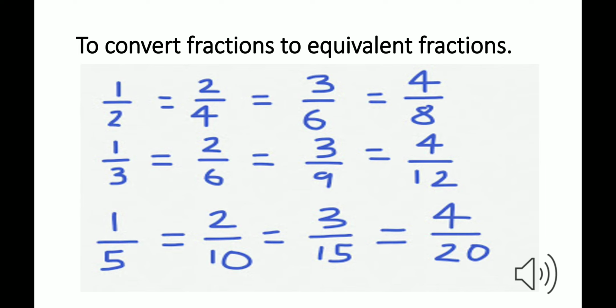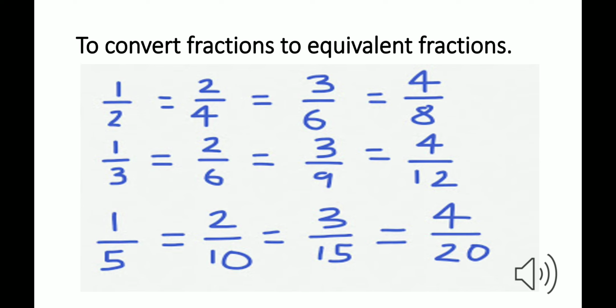1 by 3, and then how are we doing? We are multiplying by 2. 1 by 3 multiplied by 2 and 2, it becomes 2 by 6. 1 by 3 multiplied by 3 into 3. So 1 into 3 is 3 and 3 into 3 is 9. Then 1 by 3 into 4. 1 into 4 is 4. 3 into 4 is 12. So these all are equivalent fractions.